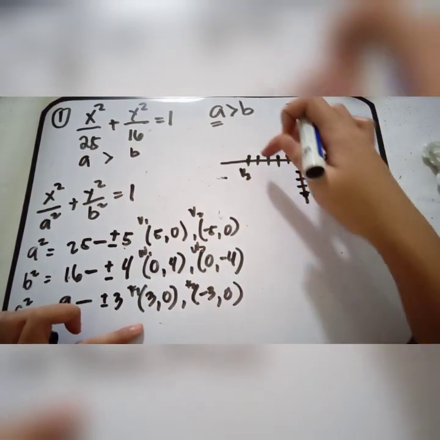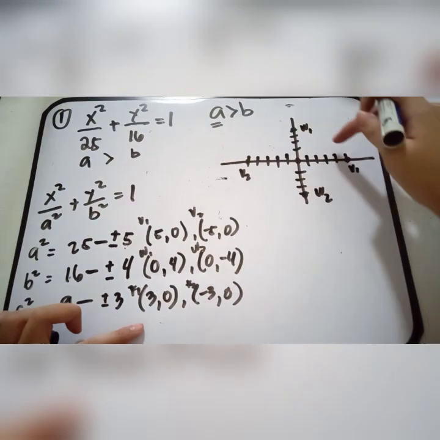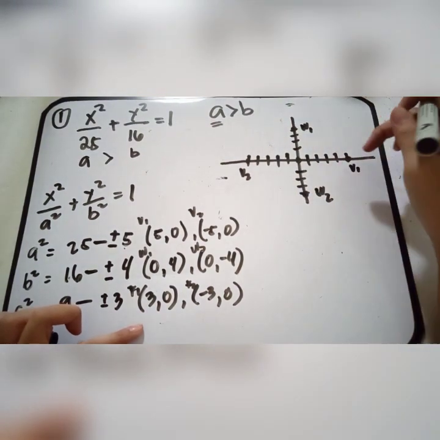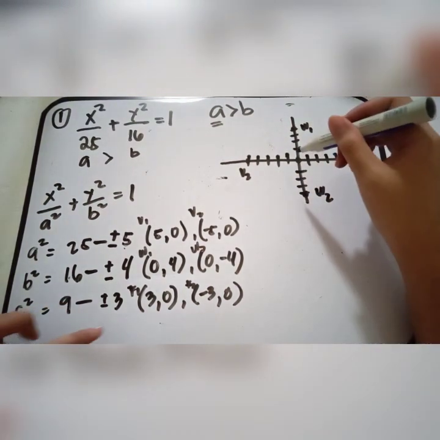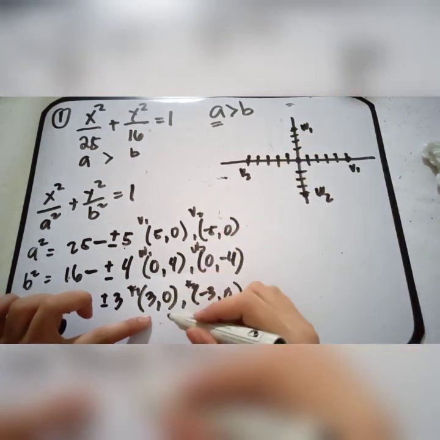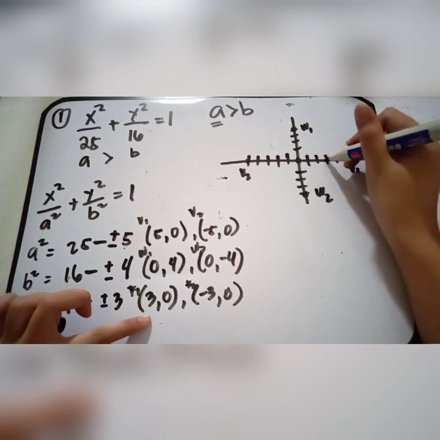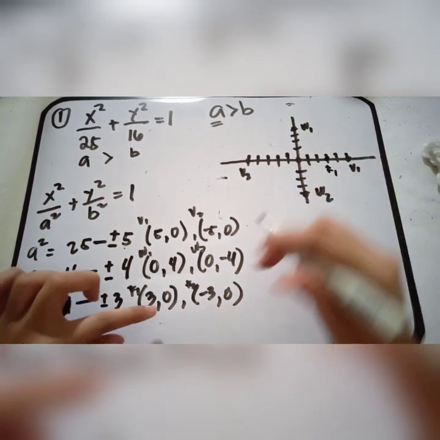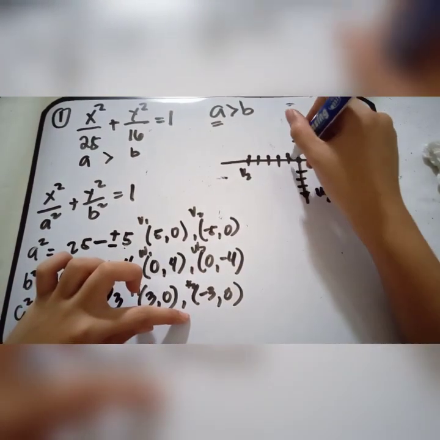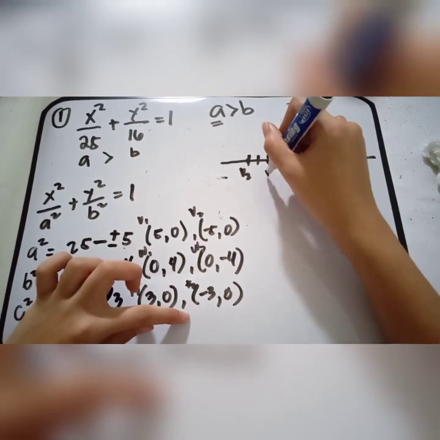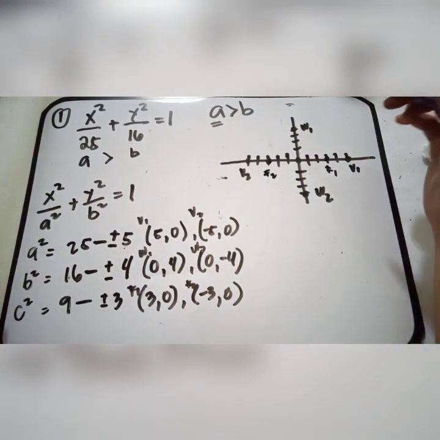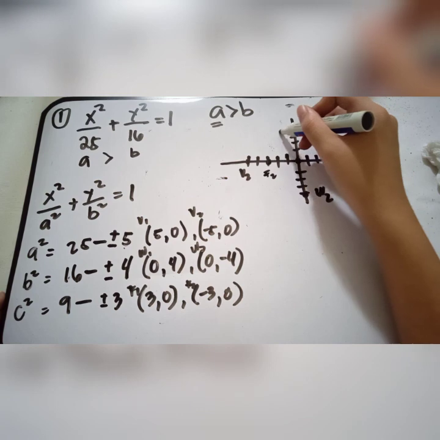Next, C squared. Collinear siya sa vertex. So, sa center. So, here's our center, vertex and center. So, dito siya maglalayong C natin. So, let's count. It's 3, 0. So, 1, 2, 3. So, this is your focus 1. For focus 2, it's negative 3, 0. So, 1, 2, 3. This is our focus 2. So, let's connect to form an ellipse.